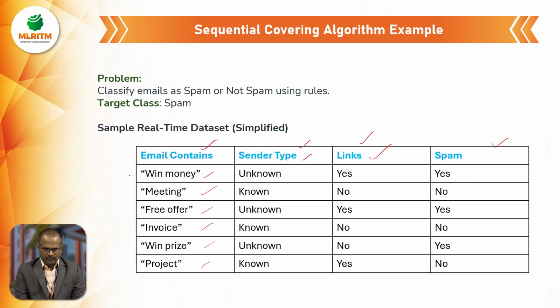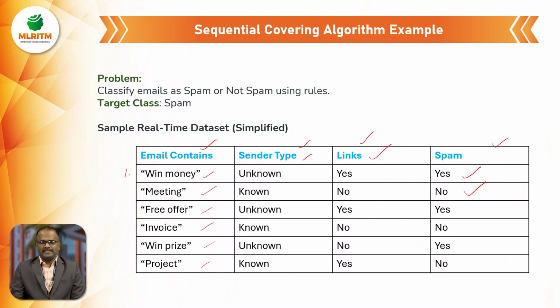First, we observe the first example. Number one, suppose the email contains the win money keyword, sender type is unknown, and link is yes. There is a link in the email. In that case, that email is considered as spam mail. Next, suppose the email contains the meeting keyword, sender type is known, and there are no links. In that case, that email is considered as not spam mail. It is a legitimate, valid email. This is the data set that we have for the emails.